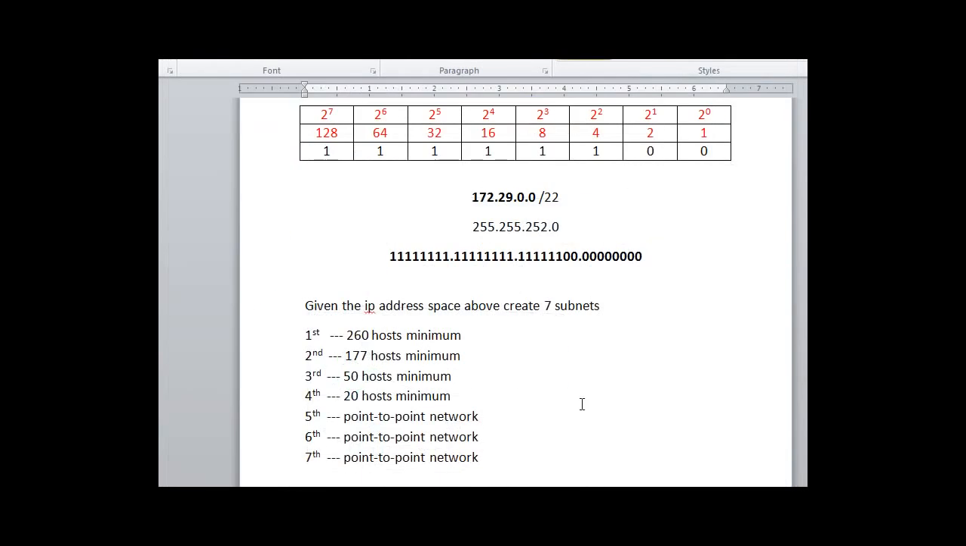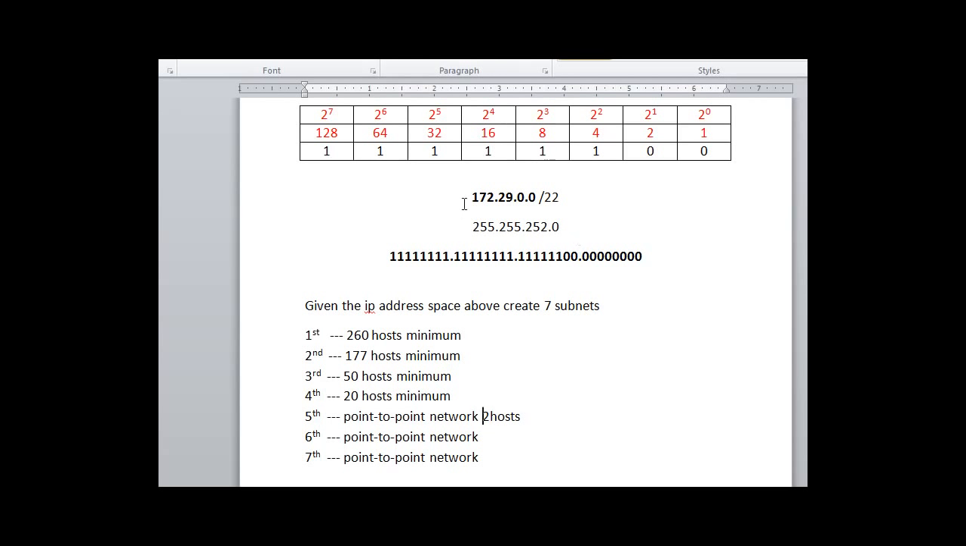Well, first of all, we'll look here. Here's our address space, 172.29.0.0/22. And I've written out the /22 in decimal form for the subnet mask, and I've written it out in binary. Okay, and given this IP address space, and I'm going to really stress that, the IP address space, given this space, creates 7 subnets. And for each subnet, here's the requirements. The first subnet needs 260 hosts, the second 177 hosts, 50 hosts, 20 hosts, and then the last 3 subnets are point-to-point networks, meaning we're only going to need 2 hosts. If they say that, you're only going to need 2 hosts in each one of these, right? That's what point-to-point network means.